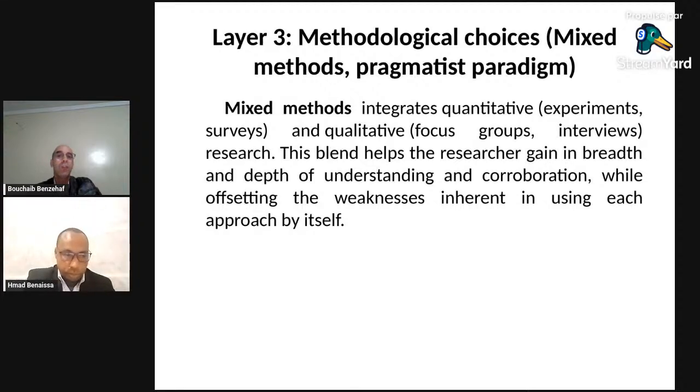So this can help the researcher gain in breadth and depth of understanding and corroboration while offsetting the weaknesses inherent in using each approach by itself. So this is another advantage of mixed methods. The weaknesses inherent in the quantitative approach are compensated for by the strengths inherent in the qualitative approach and vice versa. Mixed methods is used when this integration provides a better understanding of the research problem than either of them alone. One of the most advantageous characteristics of mixed methods research is the possibility of triangulation, that is using several methods to examine the same phenomenon.